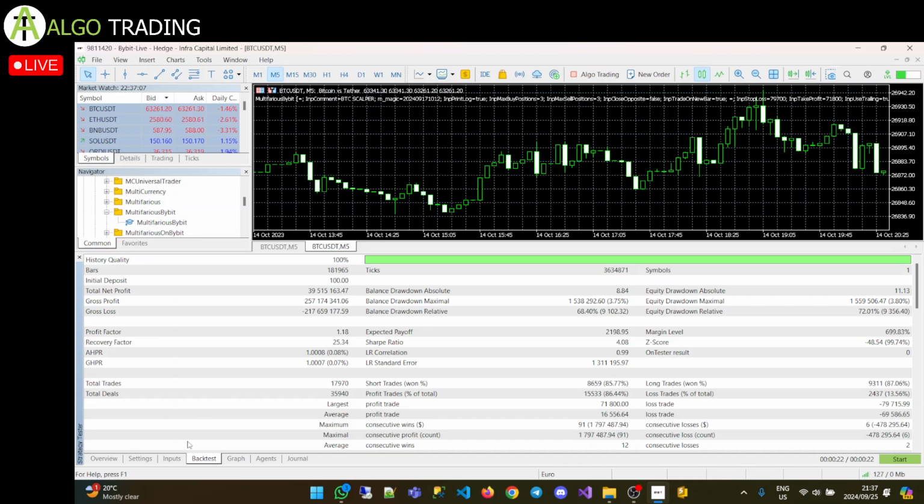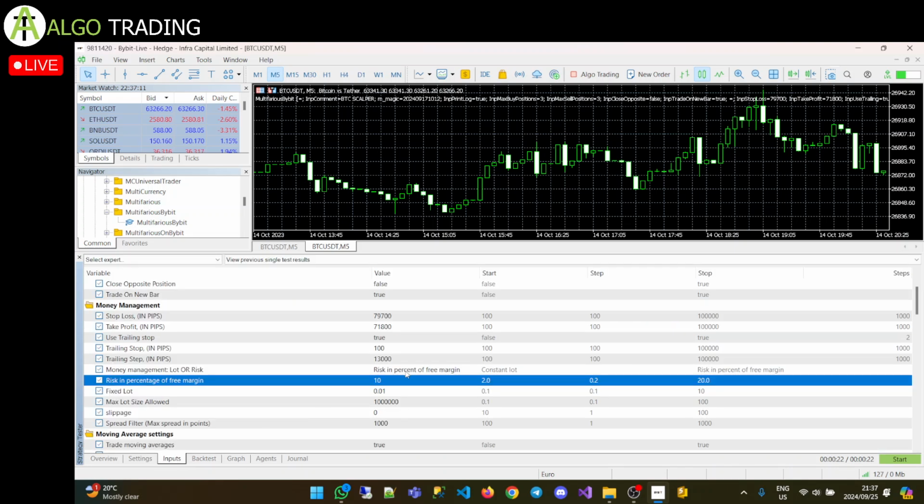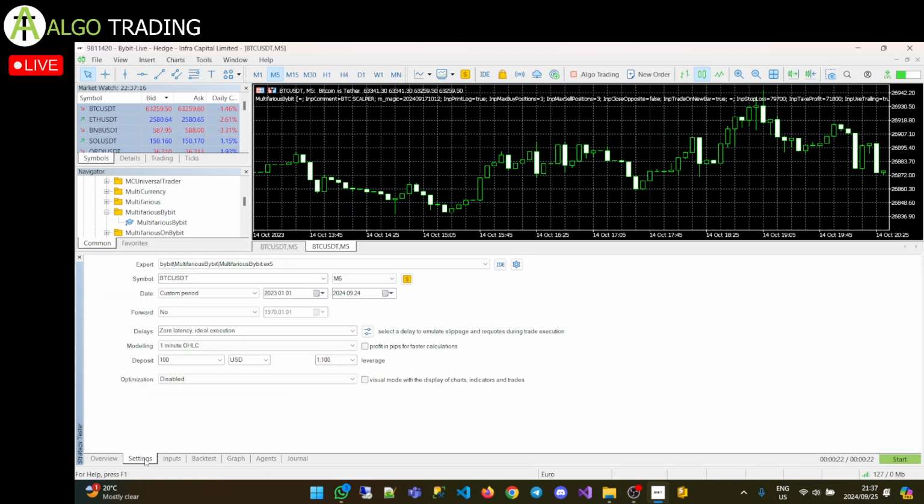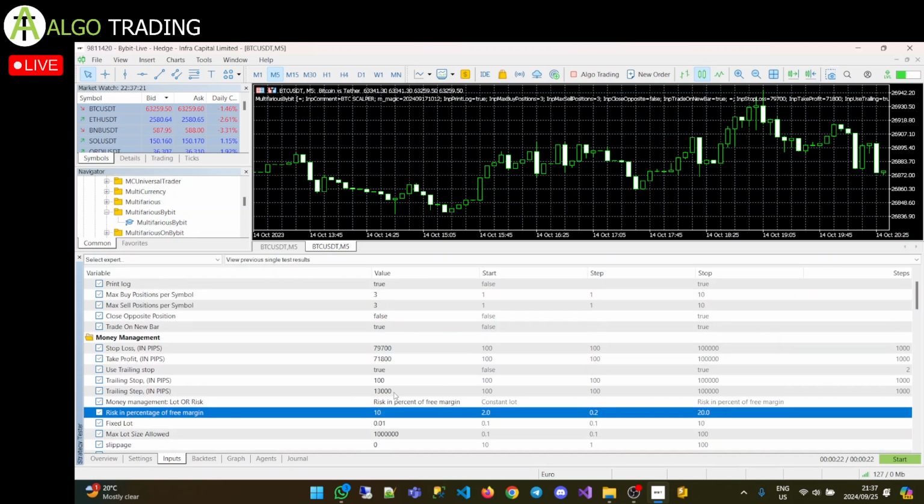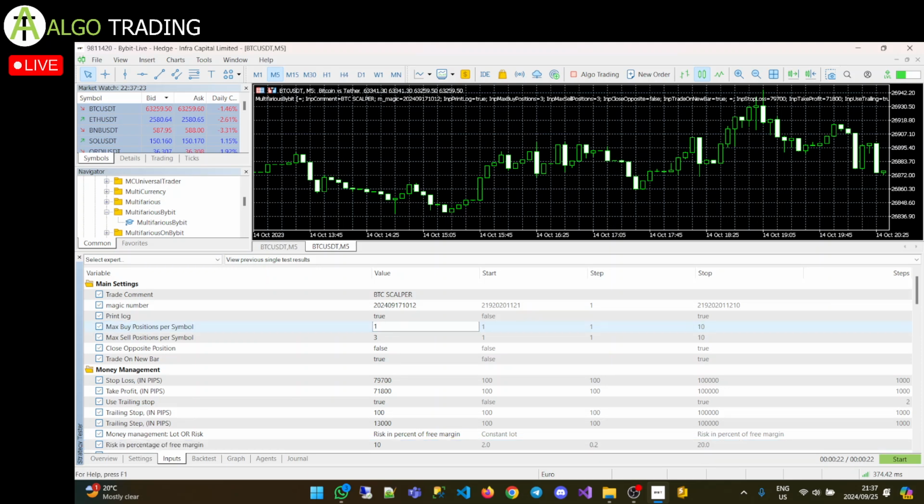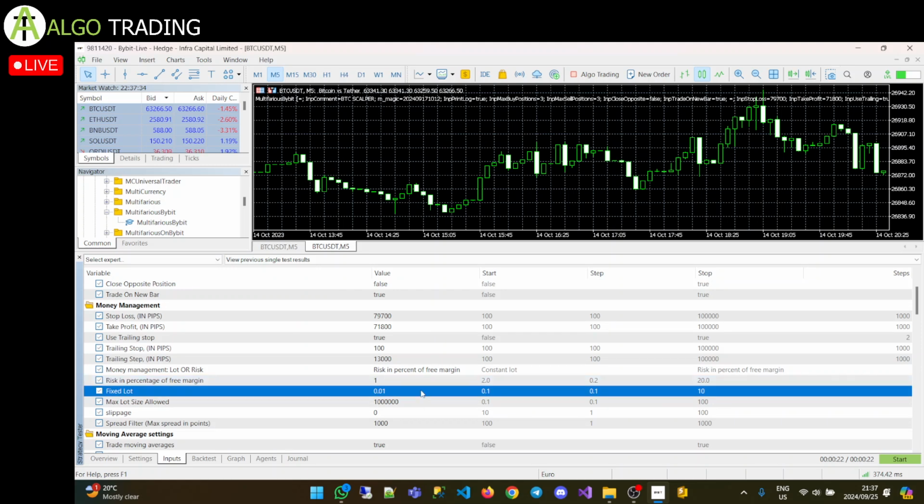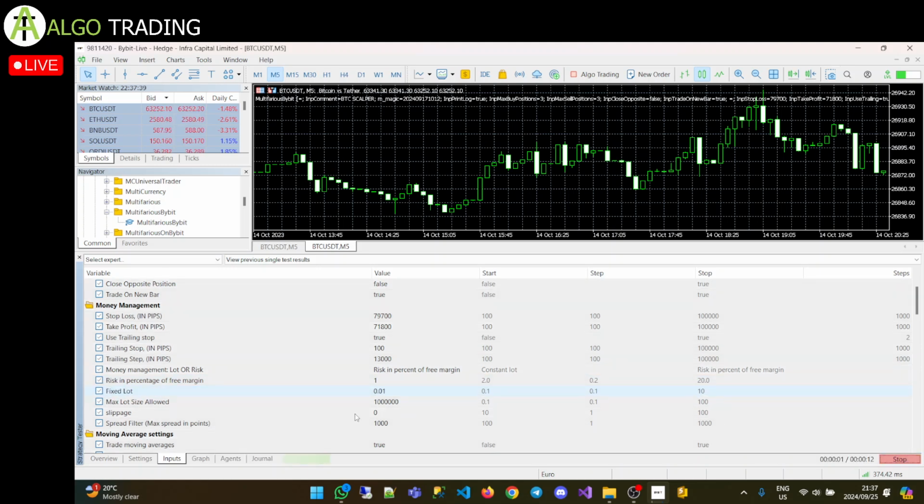So now let's try reduce the risk to see what sort of changes we can make. I'm still going to deposit $100. I'm going to take the risk to the lowest possible that I can. So I'm going to have 1 buy at a time, 1 sell at a time, and then I'm only going to risk 1% of my free margin. Now I'm going to start this back test.